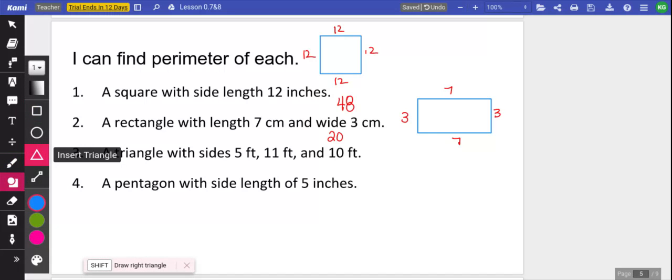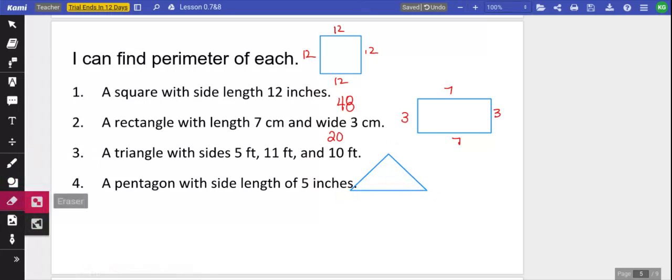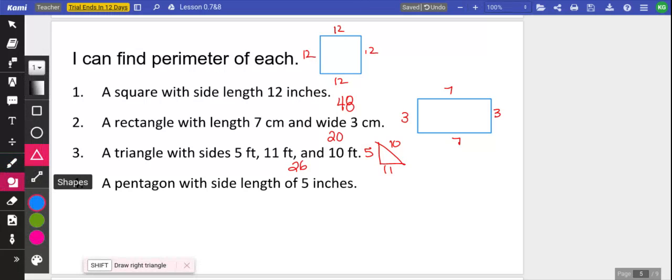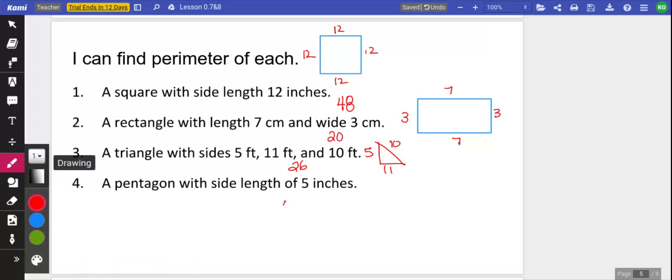Next one, a triangle, whose sides are 5, 11, and 10. And so 5 plus 11 plus 10 is 26. And the last one is a pentagon, which is a 5-sided figure. And each side is 5. So you can add them all up or do 5 times 5, which is 25.